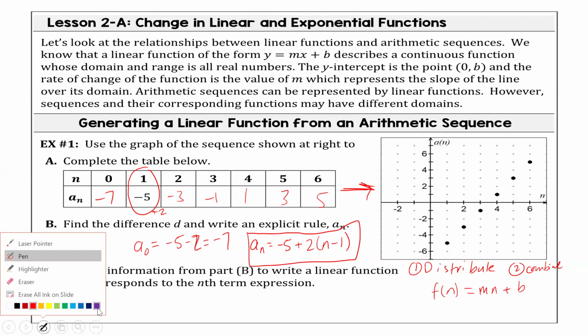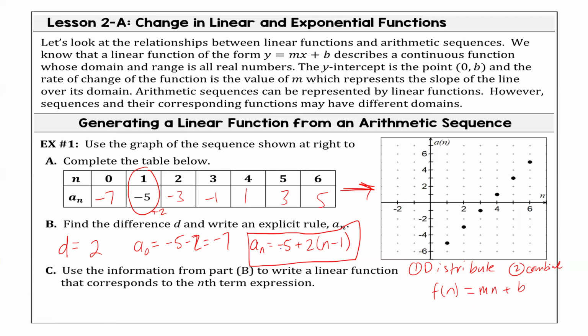So I'm going to write my f of n. So f of n equals, and again, we distribute and combine like terms. So the first thing we're going to do is distribute. So we have -5 plus 2n minus 2. The second thing we're going to do is what? Combine like terms. So therefore, f of n equals 2n minus 7.